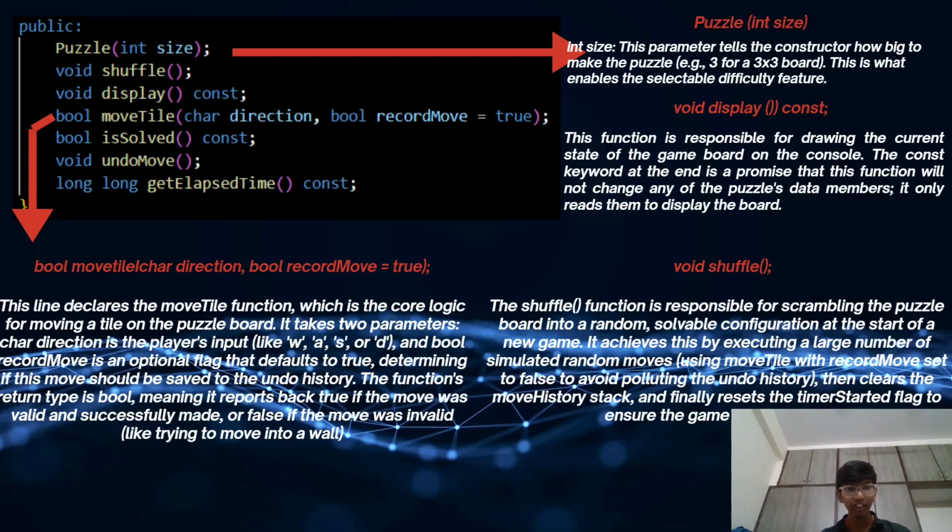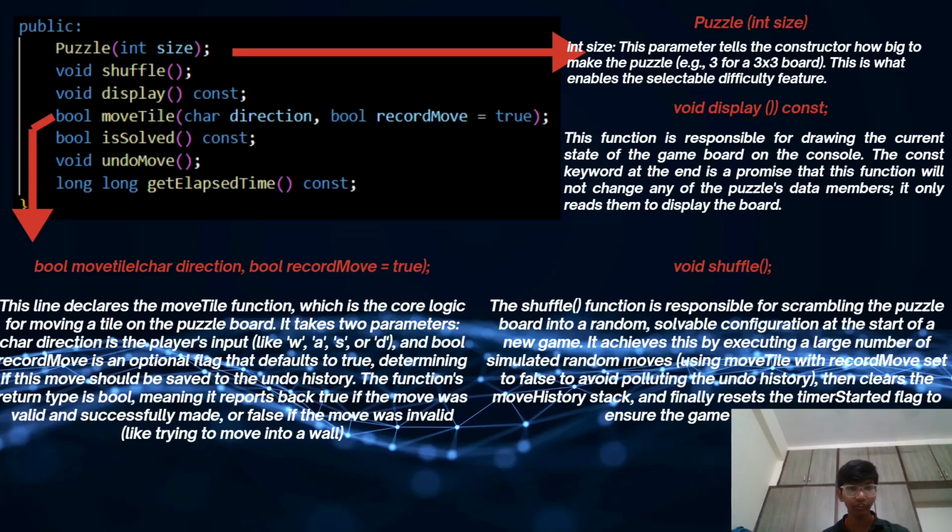First, we start a new game. We pass in a size like 3 for 3 cross 3, or 4 for 4 cross 4. This enables the difficulty feature. Next is the void display const. This function is responsible for drawing the entire game board to the console. As the slide notes, it is marked as const, which is a C++ promise that this function only reads the board data and will not change anything.